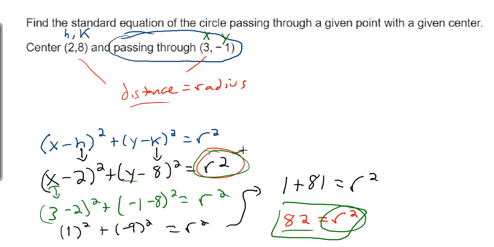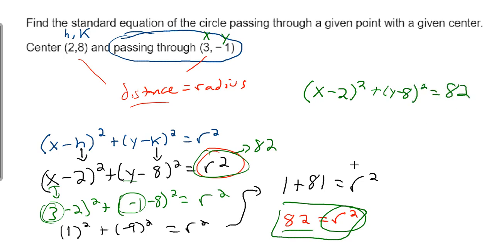So our final answer, I'm going to replace this with 82, and my final answer will be x minus 2 squared. So again, we go back to having x and y. The 3 and the -1 were just temporary. Once we have our result, we go back to our variables x and y. So I'll have x minus 2 squared plus y minus 8 squared equals just 82. Not 82 squared, just 82.